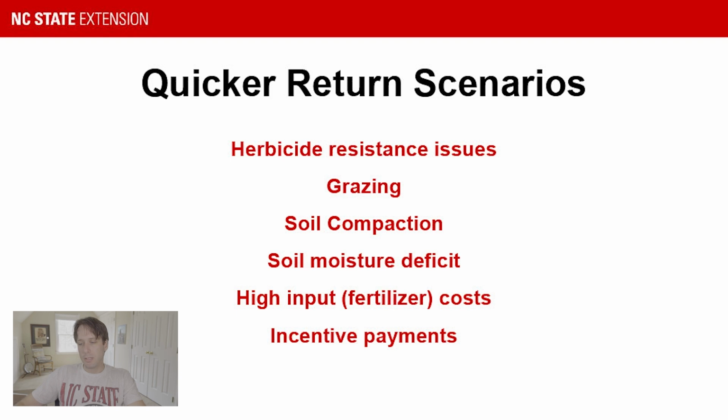High input costs, that's something we're seeing more and more of. If we can use cover crops to lessen the amount of these expensive inputs that we have to use on our fields, that can also improve the return. And then incentive payments. A lot of these programs, when we look at these incentive payments, there tend to be like 3 to 5 years, somewhere in there.